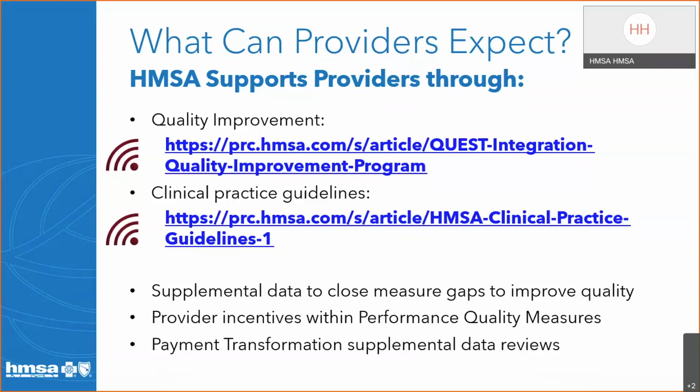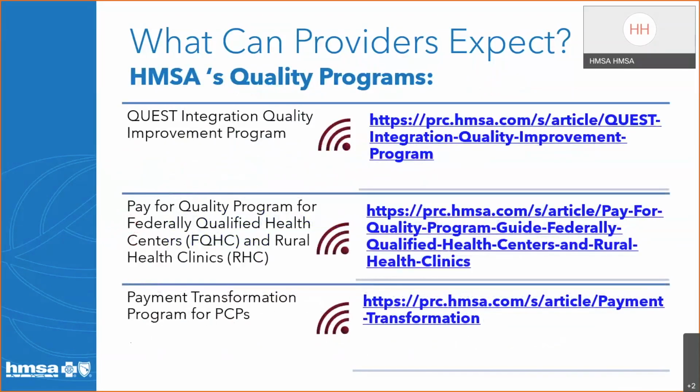Member satisfaction surveys such as the annual Consumer Assessment of Health Plans Survey, commonly known as CAHPS, accessibility standards and timeliness, practitioner credentialing, monitoring member complaints, and utilization monitoring. More information regarding HMSA's quality improvement and payment transformation programs can be found in the Provider Resource Center using the links here.